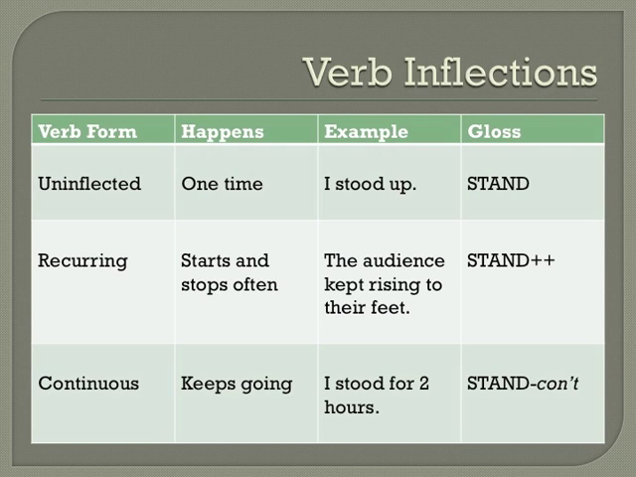A lot of words that you've recently learned related to illnesses can be inflected like this. Your textbook uses the example of vomit. So, for example, for uninflected, this morning I worked out and when I was done I threw up. Recurring, when she first became pregnant, every morning she'd throw up. Or continuous, it's like I was sick, so all night long I just kept throwing up constantly.